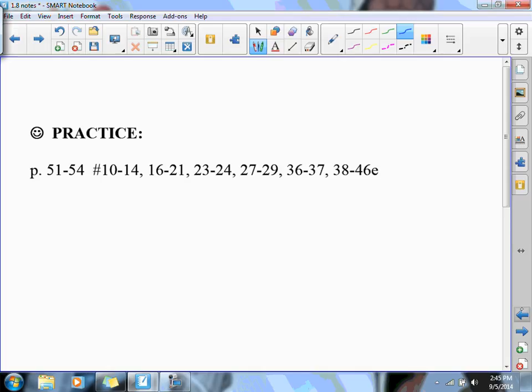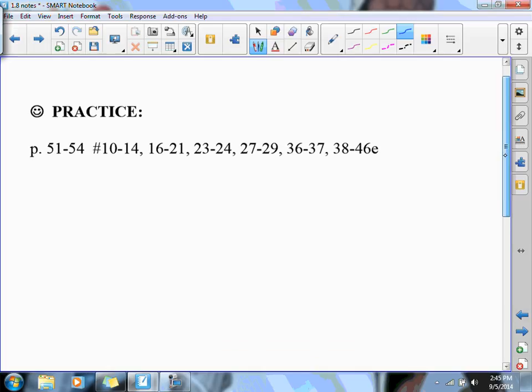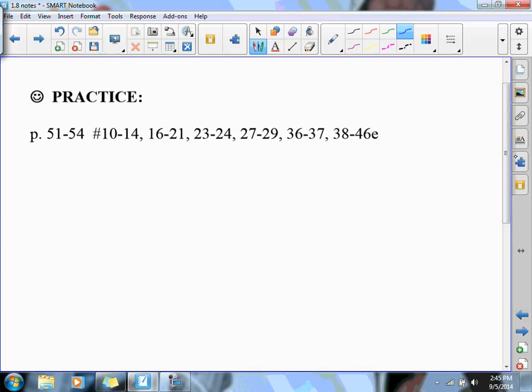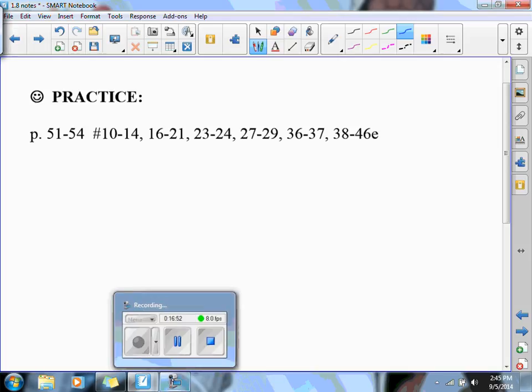So there is your homework to practice these concepts. If you feel like you want graph paper, make sure you get some graph paper. If you have your own, feel free to use it. If you have questions, stop on by and see me before school.